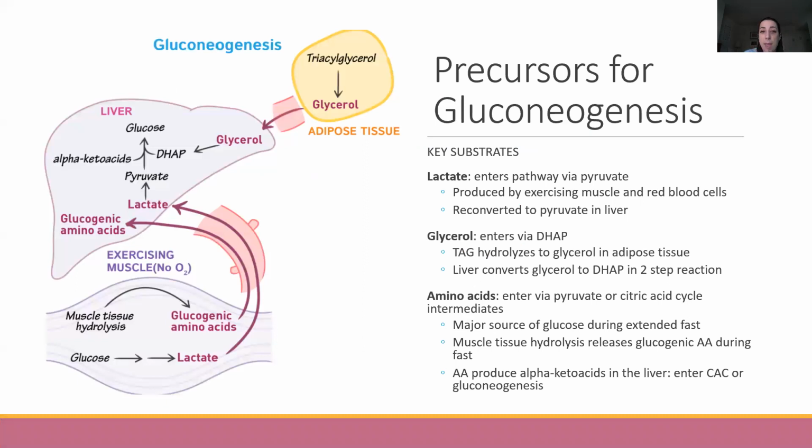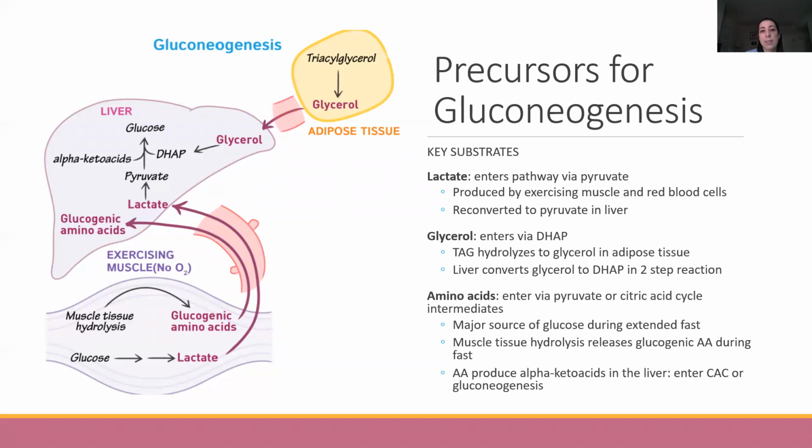So again, some of the main precursors for gluconeogenesis are going to be lactate, which I just talked about. It can be in the form of lactate or pyruvate, depending on how it's been converted. This is going to be produced from exercising in muscles and red blood cells and can be reconverted into pyruvate in the liver. The liver has the ability to do this, and then that pyruvate can then be built back up into glucose through gluconeogenesis.